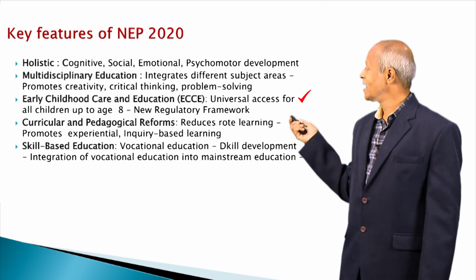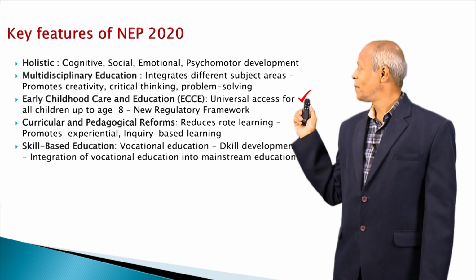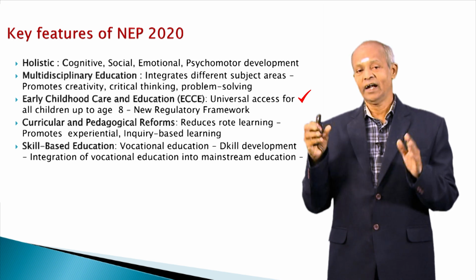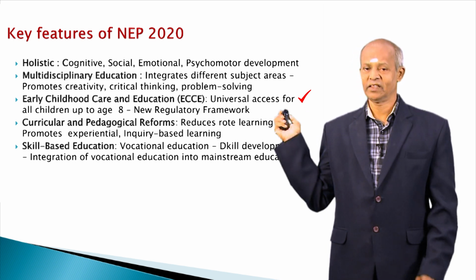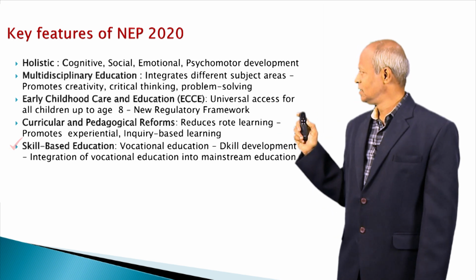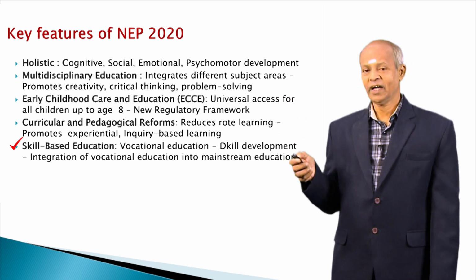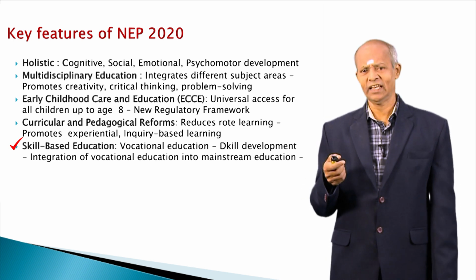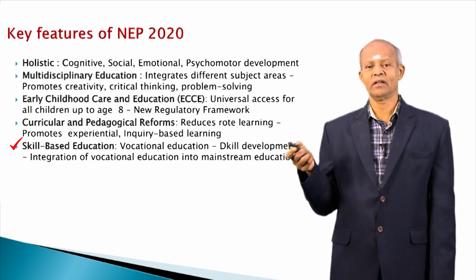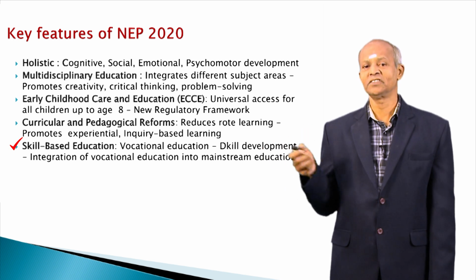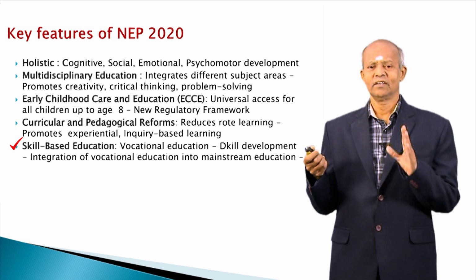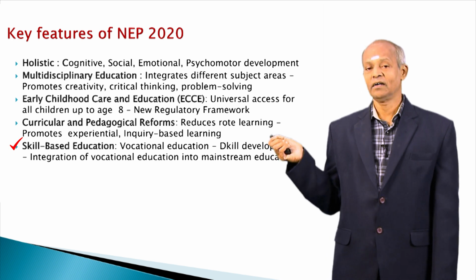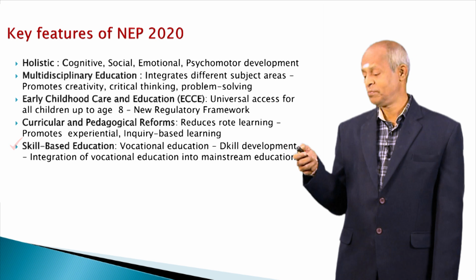And early childhood care and education, that is up to age 8, that means it takes children from the age 3 up to age 8. And the skill based curriculum, because every student from class 6 onwards has to take up a skill, and when they pass out or graduate at the 10th standard or 12th standard, they are at least knowing or expert in a particular skill. So, these are the main points of this NEP.